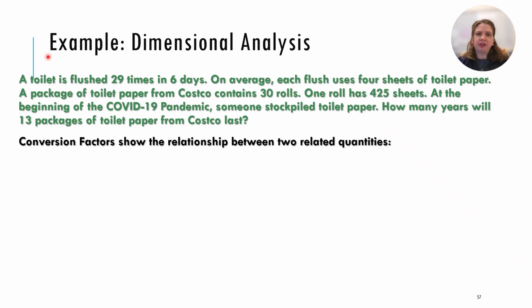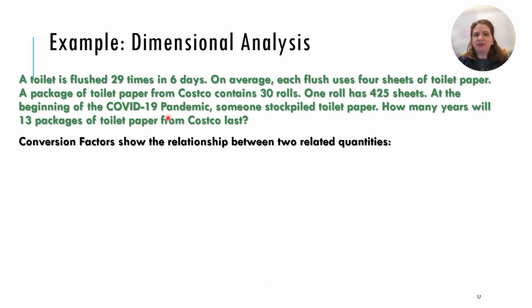Dimensional analysis becomes especially powerful when multiple conversion factors are required. Let's work through a longer example. A toilet is flushed 29 times in 6 days. On average, each flush uses 4 sheets of toilet paper. A package of toilet paper from Costco contains 30 rolls. One roll has 425 sheets.